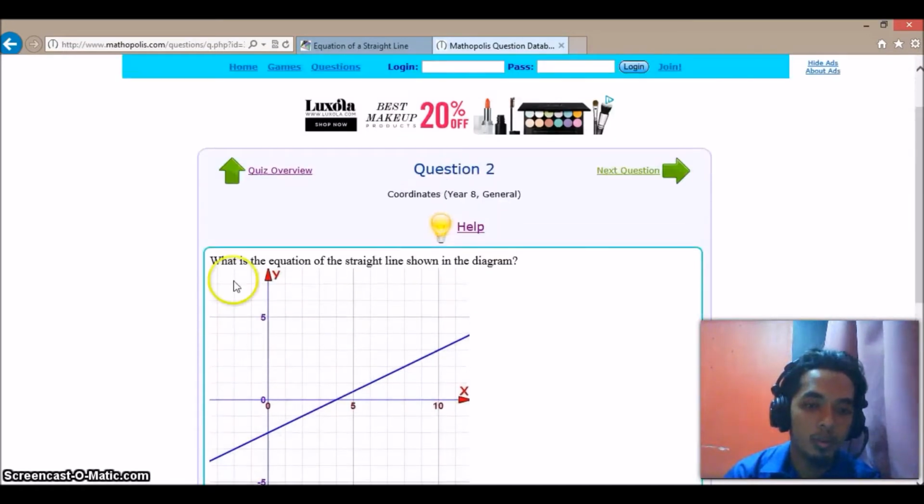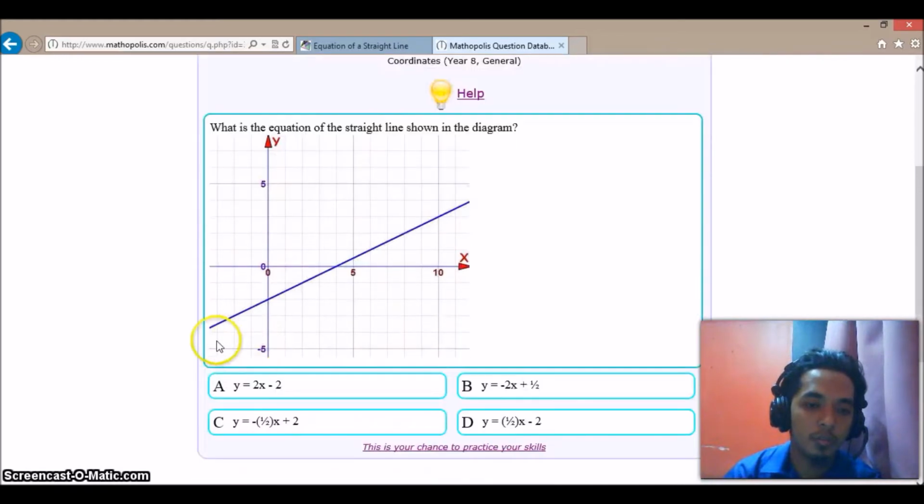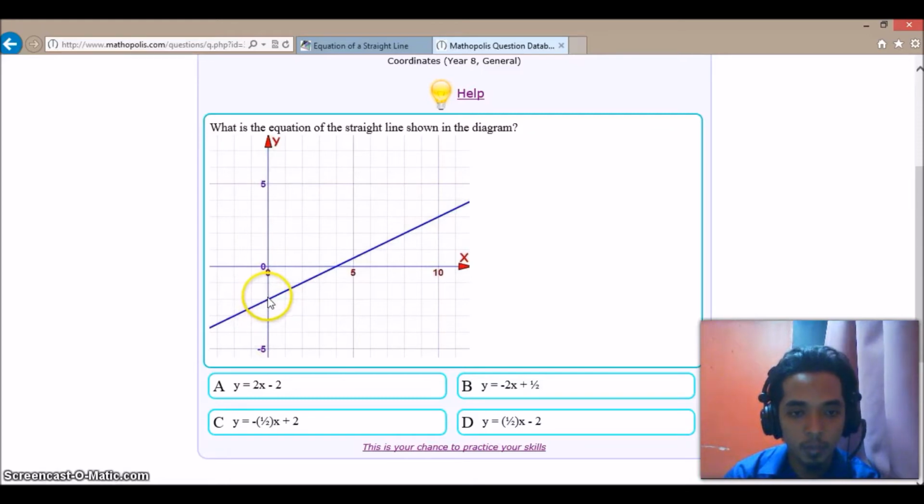The next question is about the graph. As you can see in the graph here, the straight line crosses the y-axis here. As here you got negative 5, you just count up to know what value the y-intercept belongs to. So negative 4, negative 3, negative 2, negative 1. We got here negative 2.